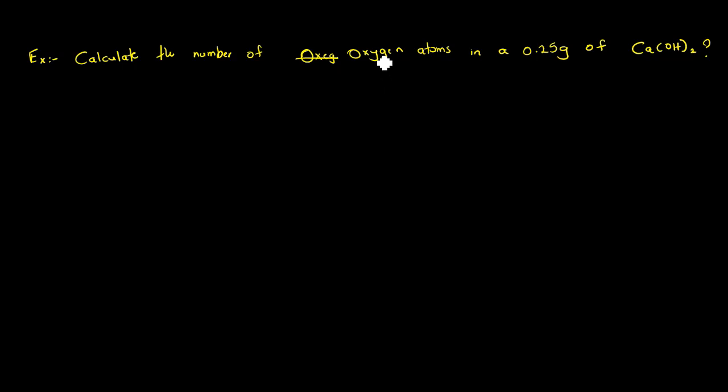Calculate the number of oxygen atoms in 0.25 grams of calcium hydroxide. Now I will give you the mass number for calcium as 40, oxygen as 16 and hydrogen as 1.